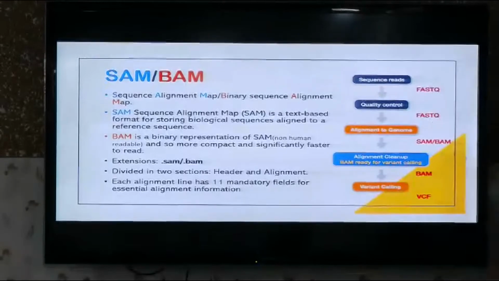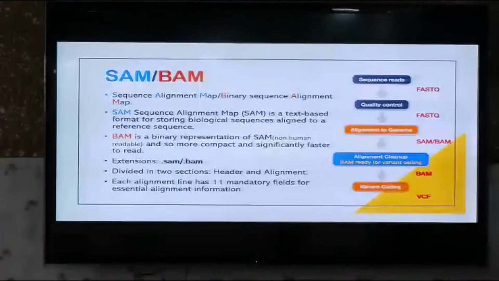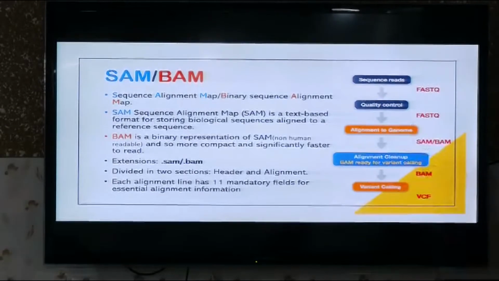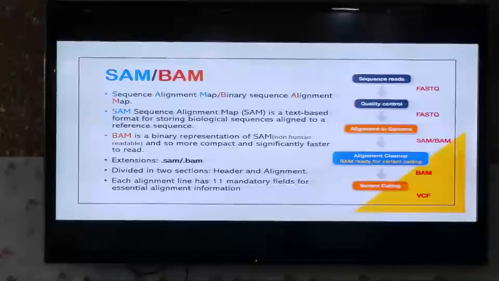Editing your FASTQ file, quality control of your FASTQ file, and variant calling won't ask for much computational power. But if you are going for alignment of your genome, then it will take more computational power, right? So in that way, you can manage which step is performed on which computational system.